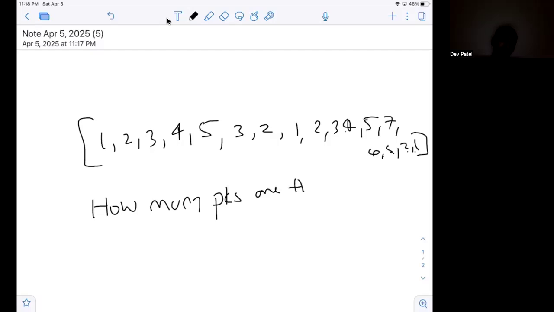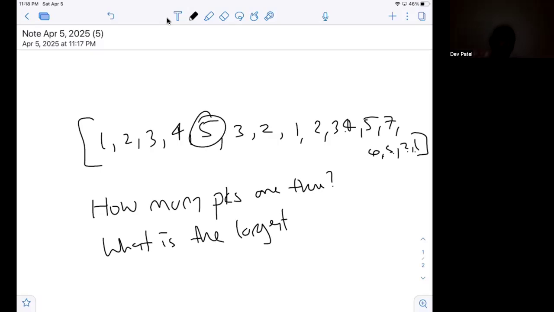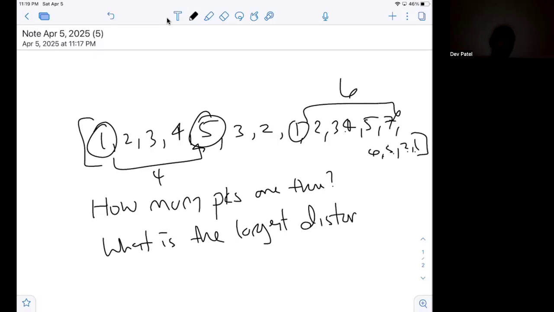What is the largest peak? We define the largest peak as the difference between the end of the increasing subsequence and the minimum. So for this case, this peak would be 4. In this case, this peak would be 6. So what is the largest peak distance? This could be another question.